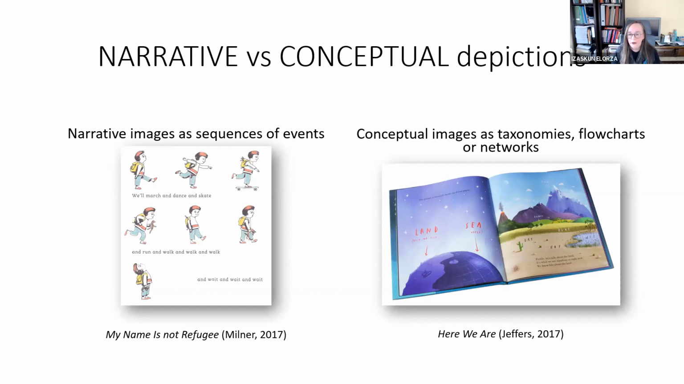Another type of possibility is that sometimes we find narrative images that are constructed as sequences of events, as in the example that you have there from My Name Is Not Refugee. And when we find conceptual images, we can find them also constructed as taxonomies or flowcharts, networks, and so on. Like in the example that you have here, taken from Here We Are by Jeffers, which is a different kind of picture book. It is not exactly a narrative one.